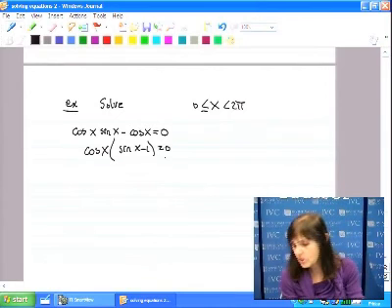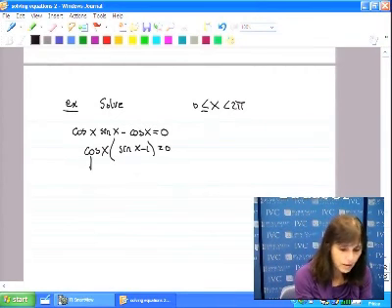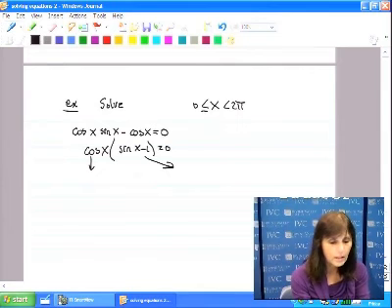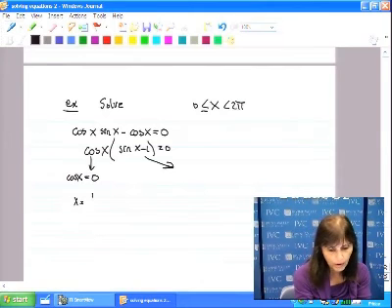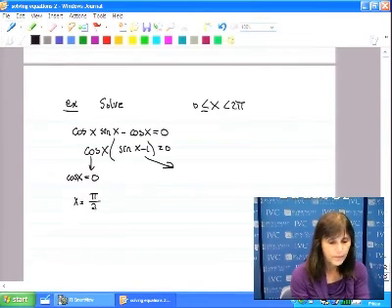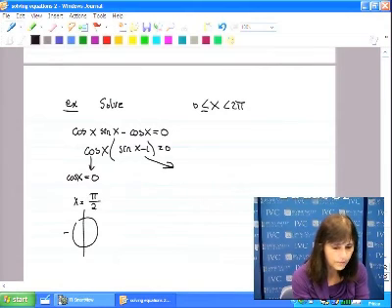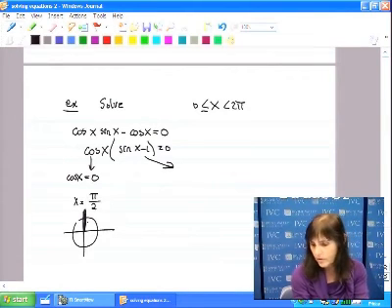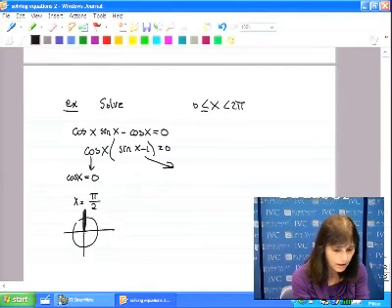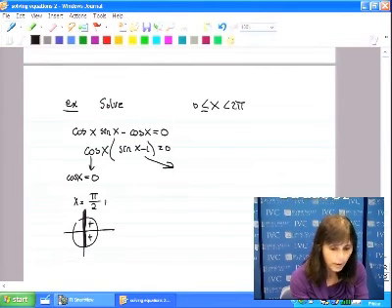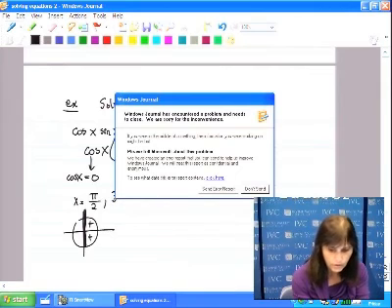Alright, I was just able to factor. From here, I'm going to get 1. From here, I'm going to get the other one. Cosine x equals 0. That means x is pi over 2. Is that the only one? Pi over 2. And cosine is positive here. I also have the other one, the bottom one, pi over 2 and 3 pi over 2.